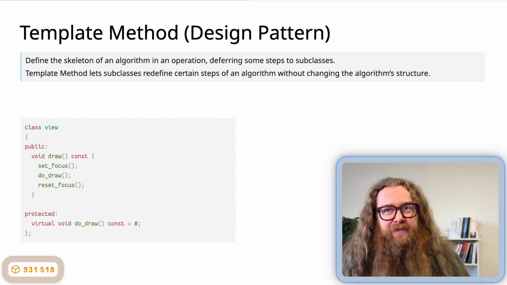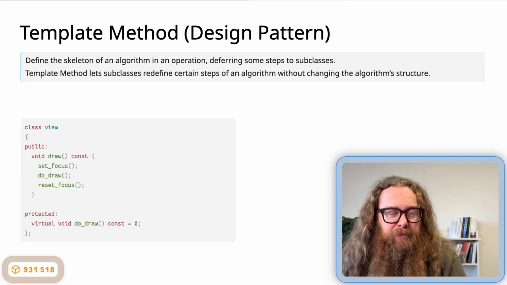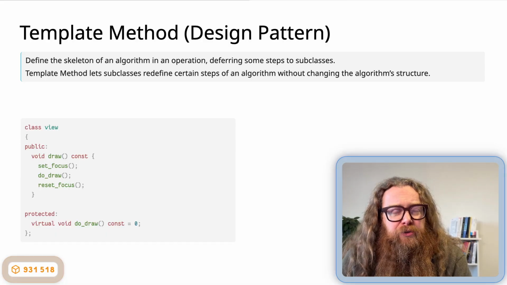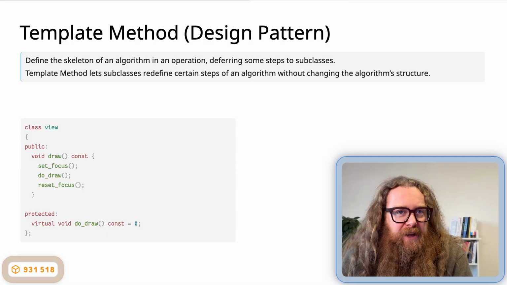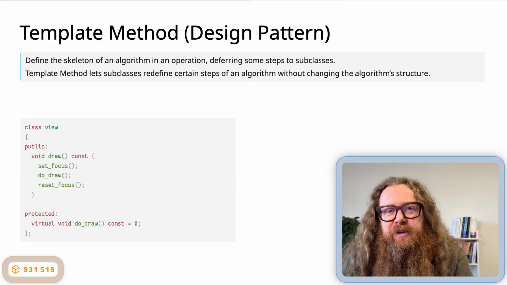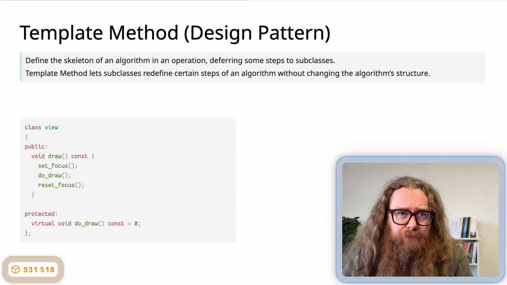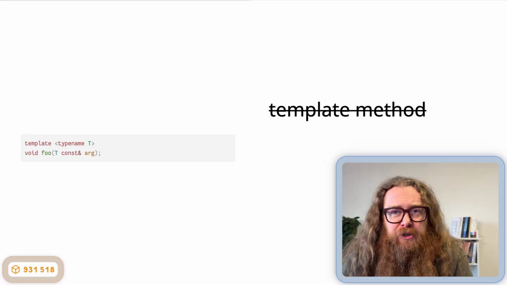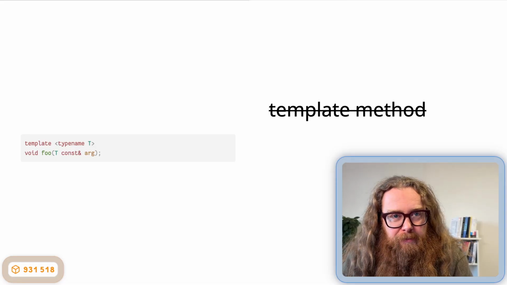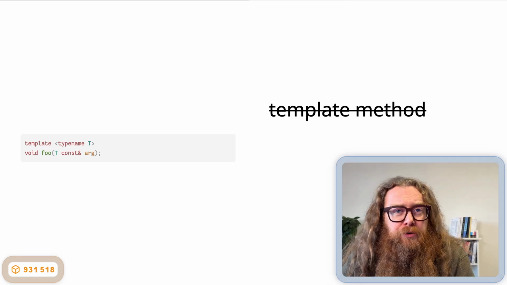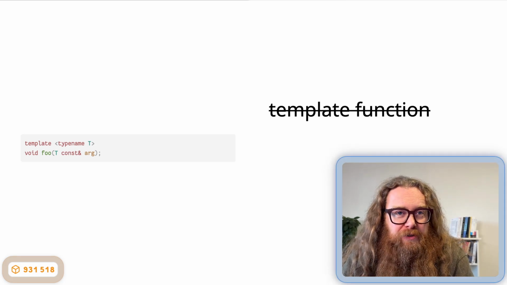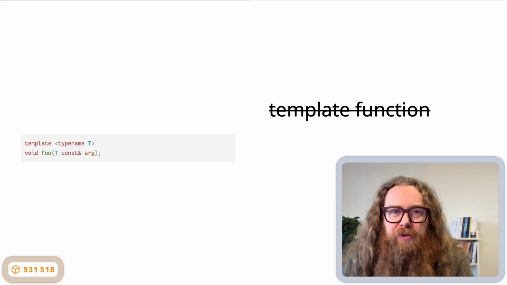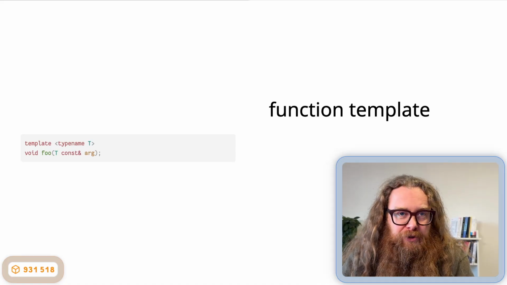If you implement the template method design pattern in C++, it's perfectly fine to refer to it by that name, template method, but just keep in mind that this has got nothing to do with C++ templates. So what we've shown here is a function that takes a template argument. This is not a template method. The correct term for this is also not template function. The correct term for that is a function template.